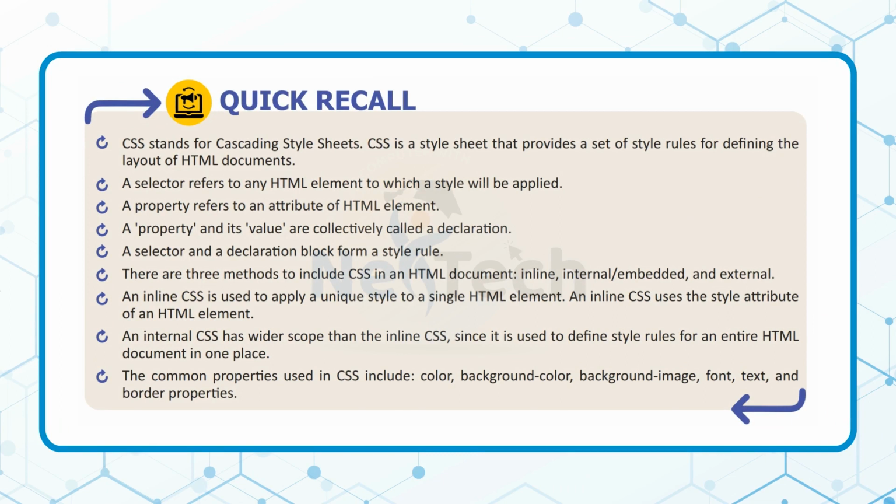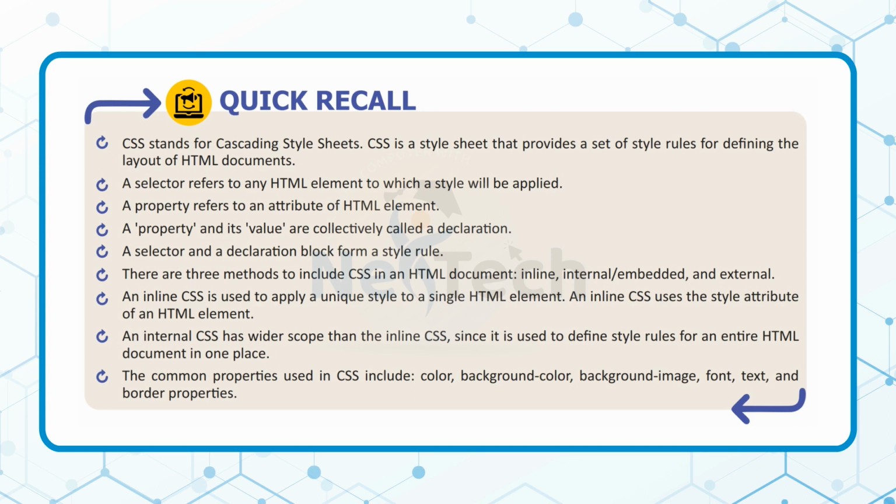Quick recall. CSS stands for Cascading Style Sheets. CSS is a style sheet that provides a set of style rules for defining the layout of HTML documents. A selector refers to any HTML element to which a style will be applied. A property refers to an attribute of an HTML element. A property and its value are collectively called a declaration. A selector and a declaration block form a style rule.